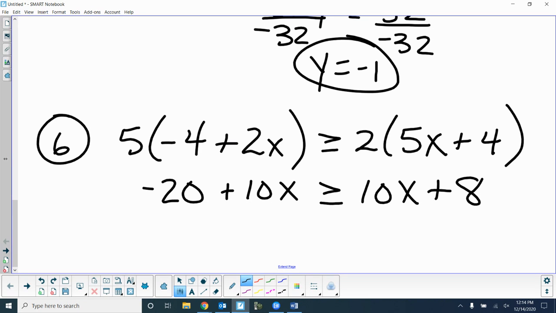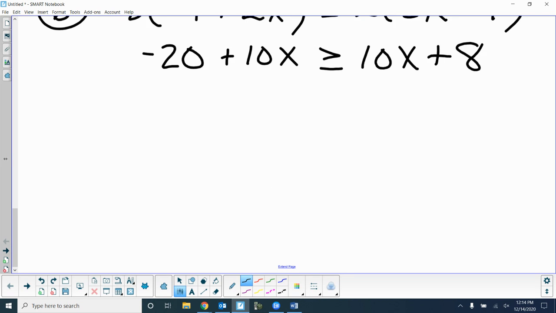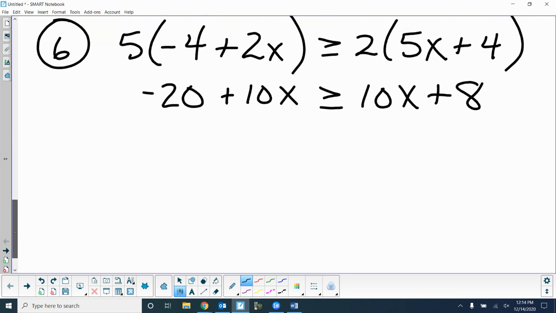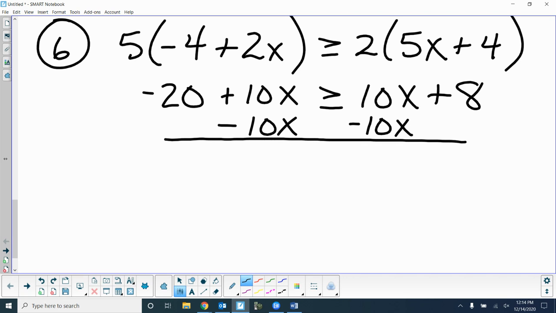So I got an x on each side, so I want to get them on the same side. I usually take the x on the right and move it to the one on the left. So that's what I'll do. I'm going to subtract 10x. Well, what happens on both sides? They cancel, right? On both sides. No more variable. So looking at this statement right here now, because the x's are gone on both sides, is that a true or a false statement? False. Therefore, we would say what? No solution. Okay?